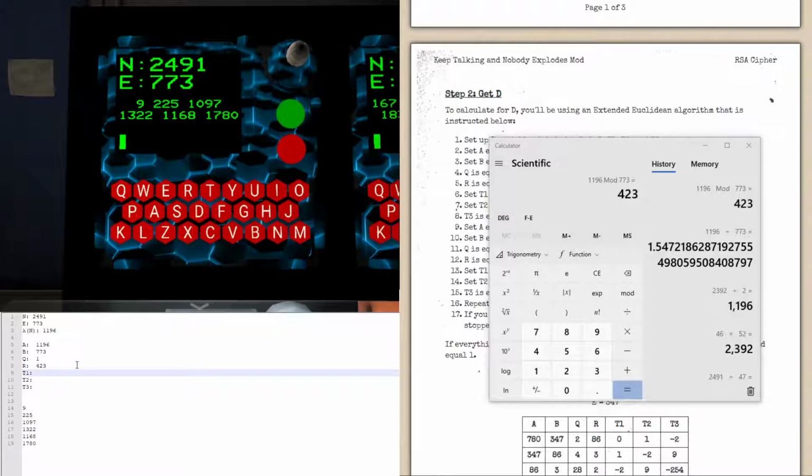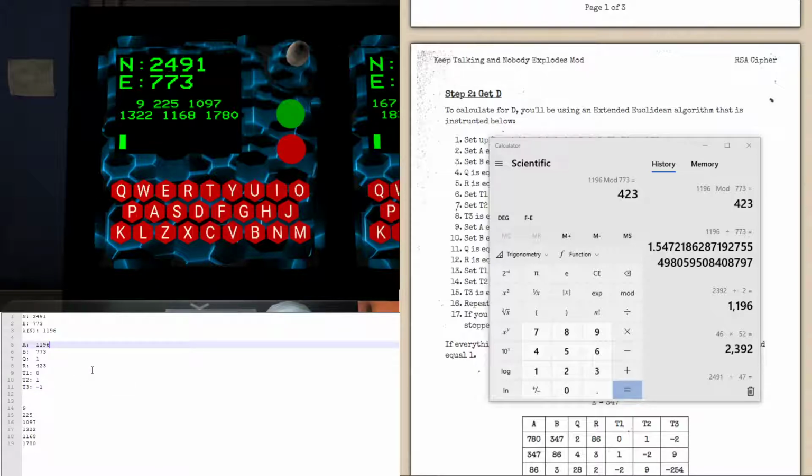Next, we're going to set up T1 equal to 0, T2 equal to 1, then T3 is equal to T1 minus the product of T2, which is 1, times the quotient, which is 1. So 1 times 1 is going to equal 1, and 0 minus 1 is going to equal negative 1. Now for every iteration we're going to be doing this process.